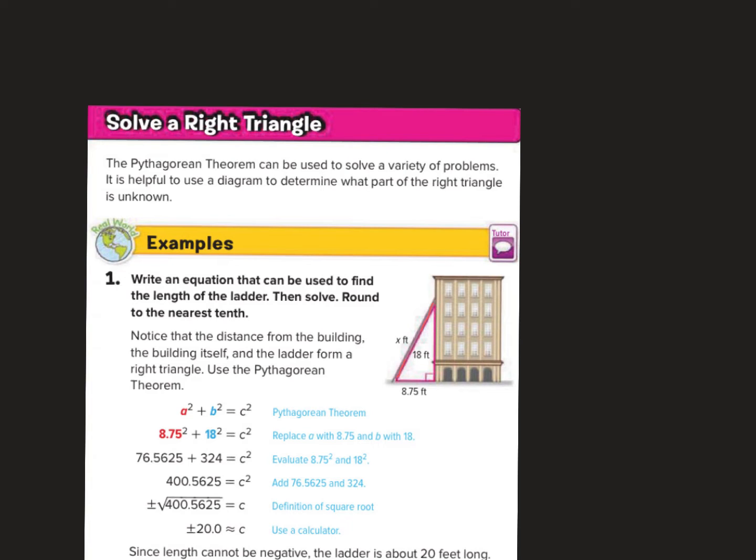So solving with right triangles, the Pythagorean theorem can be used to solve a variety of problems, and it's helpful to use a diagram to determine what part of the right triangle is unknown. So we've got our equation a squared plus b squared equals c squared. And what we have to determine is, are we looking for a, are we looking for b, or are we looking for c? So the first example here, it says write an equation that can be used to find the length of the ladder, then solve and round to the nearest tenth.